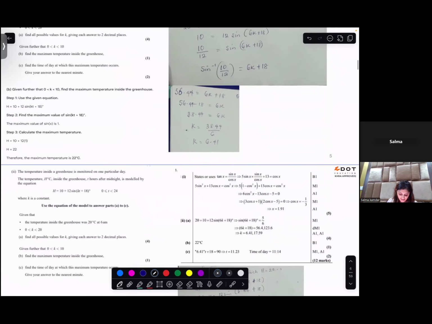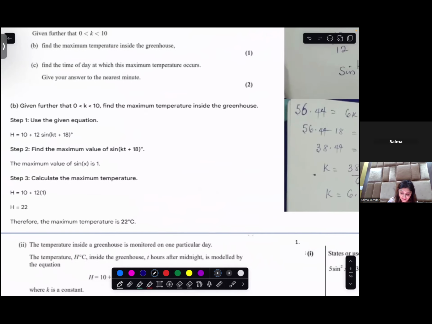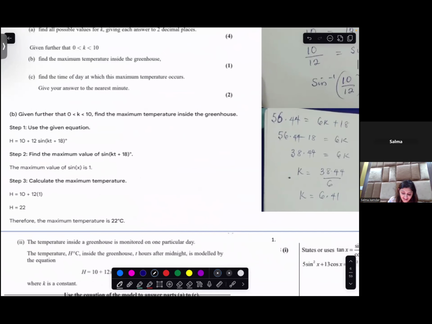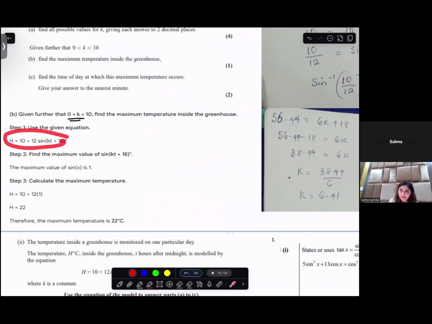Now, if I'm looking to find the maximum temperature inside the greenhouse, given that my k is between 0 and 10, understand the temperature inside the greenhouse is modeled by this equation. My minimum value of sine is always -1 and the maximum value is 1. They want me to find the maximum temperature inside the greenhouse. That means they want me to find the value of H. Temperature is H.